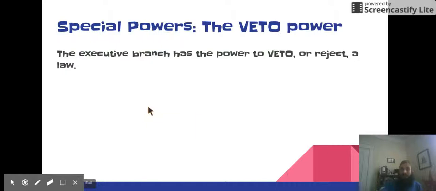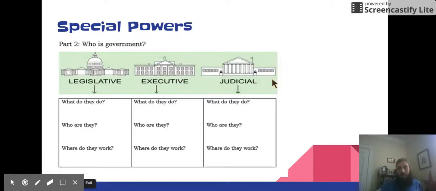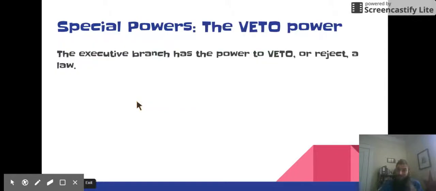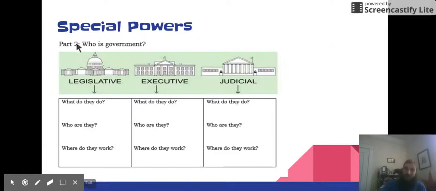The president and the governor have the special veto power, and that means that they have the power to veto or reject a law. Remember that the legislative branch gets to make laws, and those laws are carried out by the executive branch. Well, the executive branch has the special power where they can veto a law and say that they reject it. Then they have to send it back to the legislative branch to vote on again.